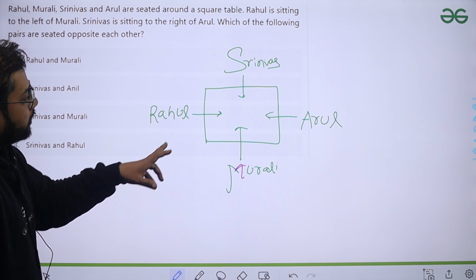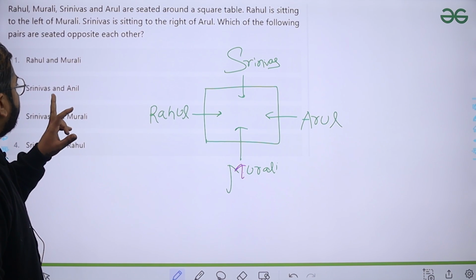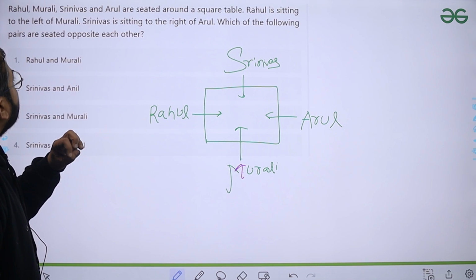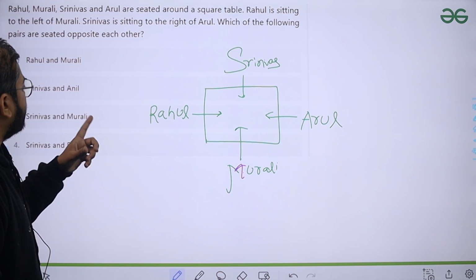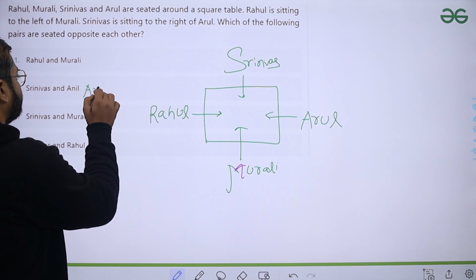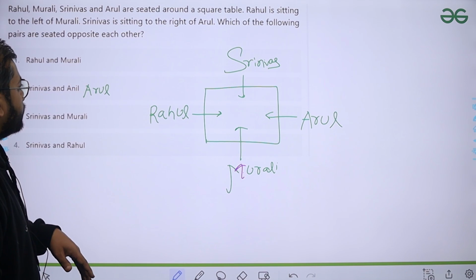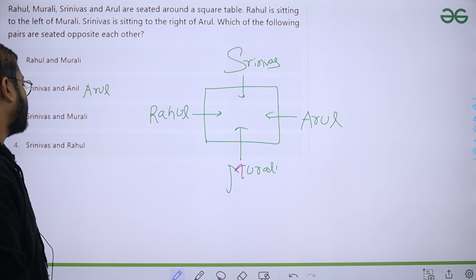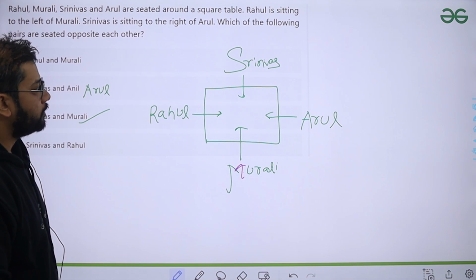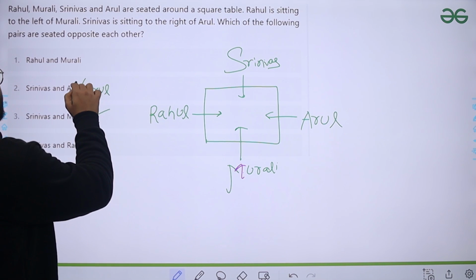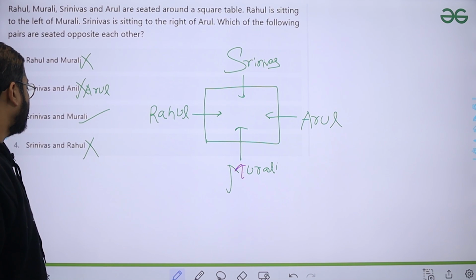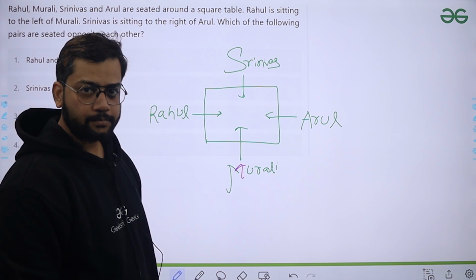Which of the following pairs are sitting opposite to each other? Rahul and Murli, they are not. Srinivas and Arul, they are not. Srinivas and Murli, they are the correct option. Srinivas and Rahul, this is not the correct answer. So only one correct answer follows, that is option C, Srinivas and Murli.